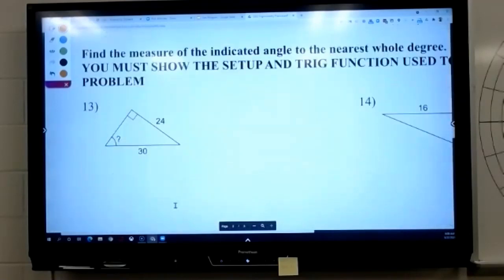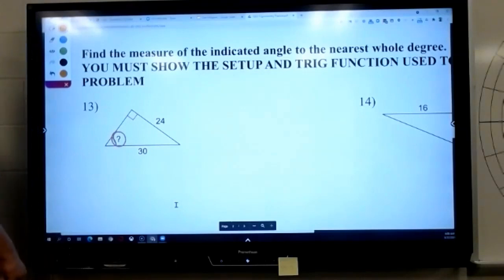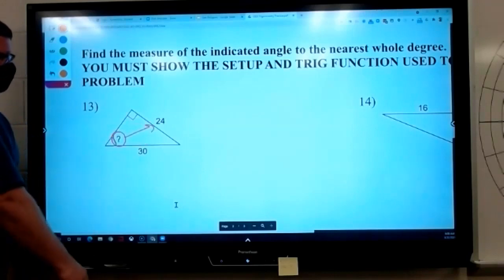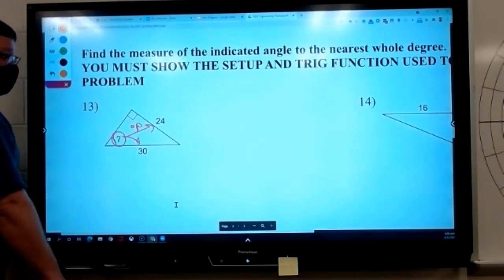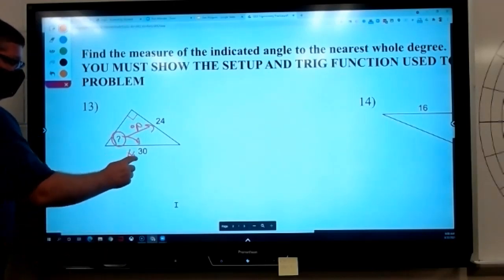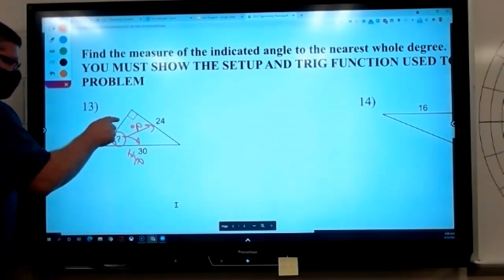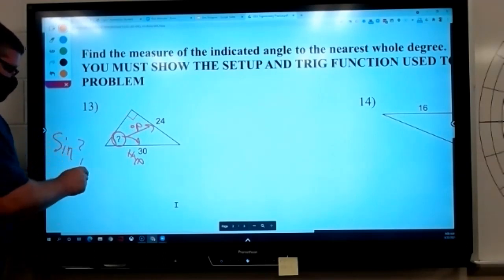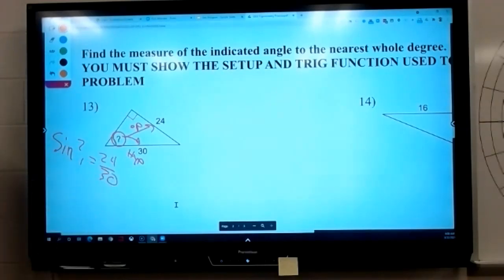Okay, so in this case, what do I do to find the question mark? Nadia, what sides do I know? 30 and 24. Cool. What is the 24? It's the opposite. What is the 30? It's the hypotenuse, because it's across from the 90-degree angle. Does everybody agree? So sine of the question mark equals 24 over 30, correct?